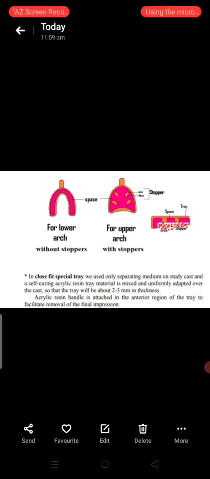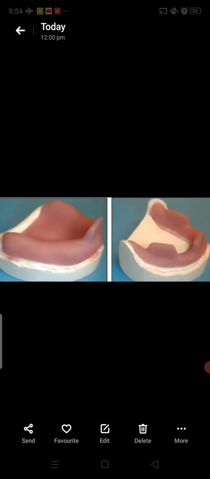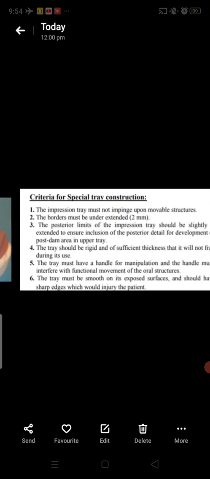Now, in closed fit special tray, we use only separating medium on the primary cast, and a self-cure acrylic resin tray material is mixed and uniformly adapted over the cast so that the tray will be 2 to 3 mm in thickness. An acrylic resin handle is attached in the anterior region of the tray to facilitate removal of the final impression. This is the handle with special tray for the upper arch, and this is for the lower arch.